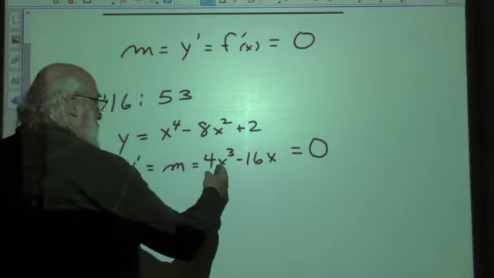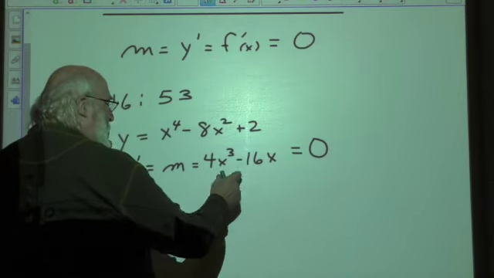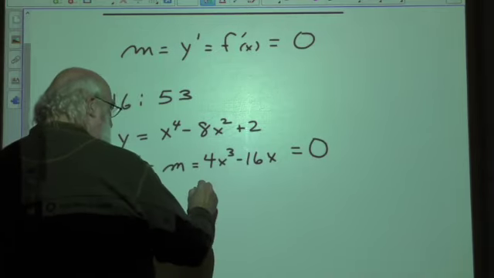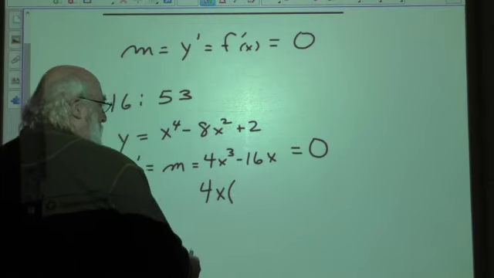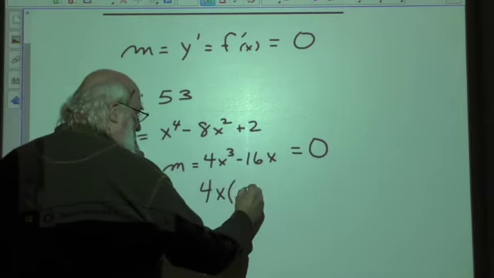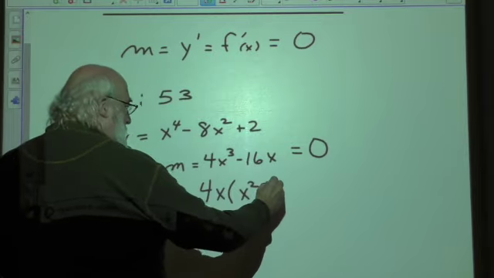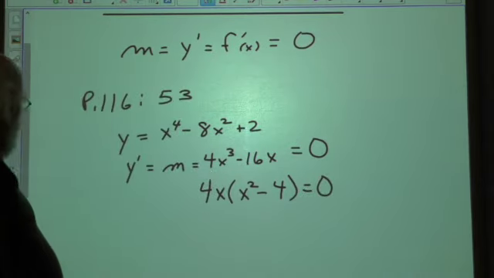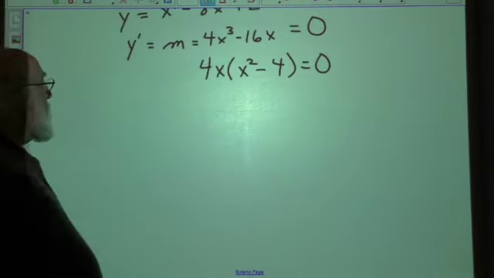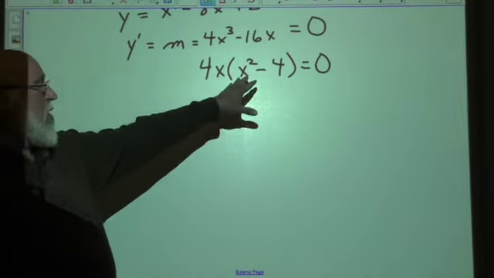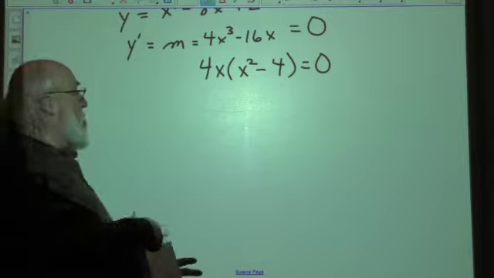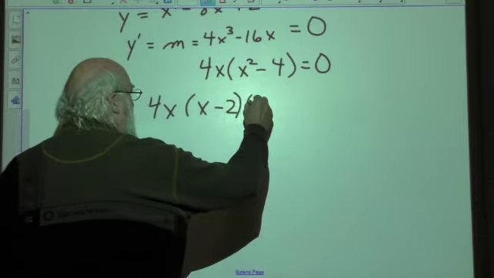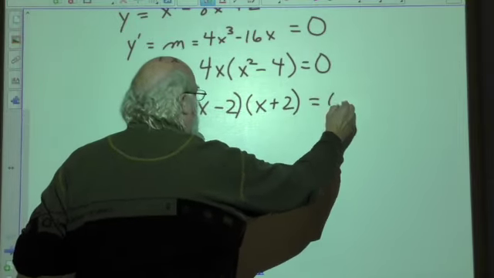So what we're going to do here is factor something out of both of these. It looks like we have a 4 in both of these and at least 1x in both of these. So we're going to factor out 4x. And that's going to leave us x squared right here, minus, and that's just going to leave us 4 there because the x will cancel out. So we get something that looks like this. Now first of all, we got to factor the x squared minus 4. That is the difference of squares. So that's going to become 4x times x minus 2 times x plus 2 equals 0.